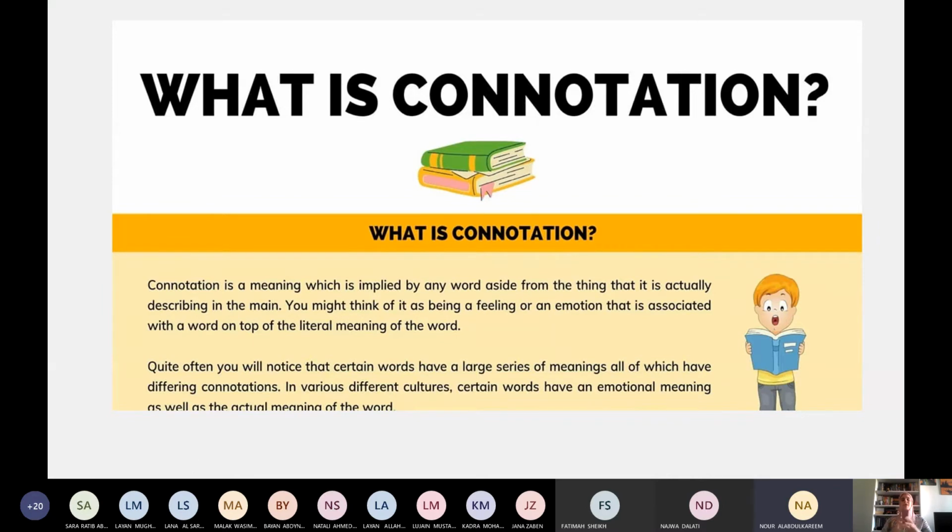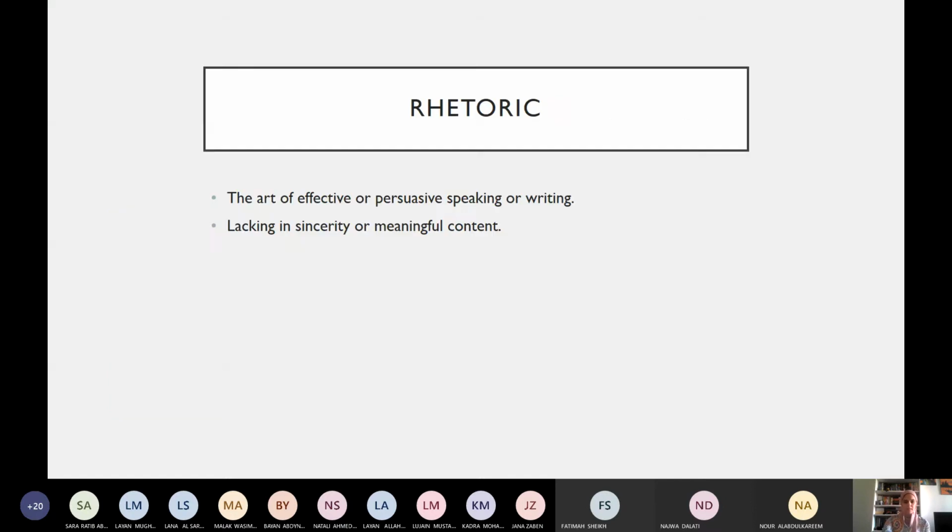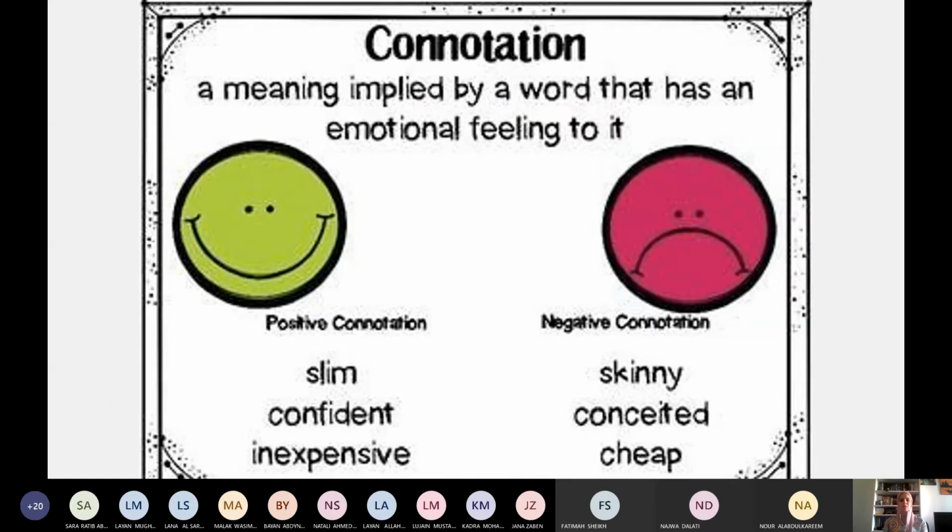Yes. So girls, we have denotation, D for dictionary. Connotation is when I say a word to you and you get feelings from this word. You get feelings. Okay? Here, a meaning implied by a word that has an emotional feeling to it. I can say that he is slim, positive connotation. But negative connotation, he is skinny. Positive connotation, confident.